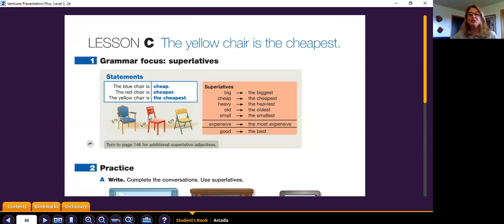So then the adjective changes. Here, the statements up top. The blue chair is cheap. It's $79, okay? That's inexpensive, that's cheap. The red chair is cheaper than the blue chair, okay? That is the comparative form. We learned that in lesson B, and you can go back and look at that in lesson B. Here's the superlative, because now we're comparing 3 chairs. The yellow chair is the cheapest, all right? So it's the EST. The cheapest is the yellow chair, which it is because it's $29.